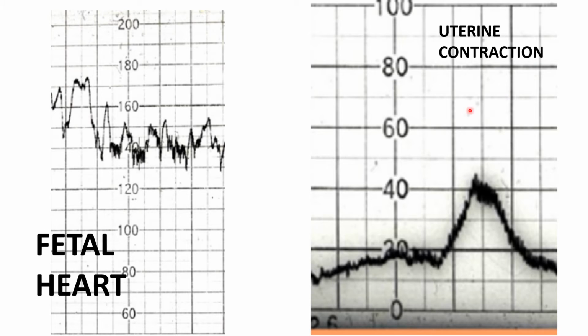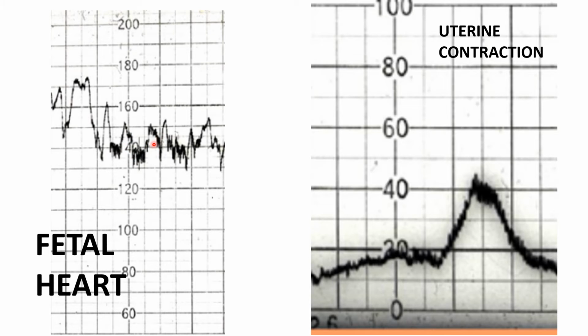On the left-hand side is the fetal heart rate recording. The paper is graded in such a way that there is 60 beats per minute, 80, 100, 120, 140, 160, 180, and then 200. That means the middle line between 160 and 180 is 170. So when we are looking at the variability of the fetal heart, we are looking at these little jumps up and down, up and down. And we measure this for the sake of variability.